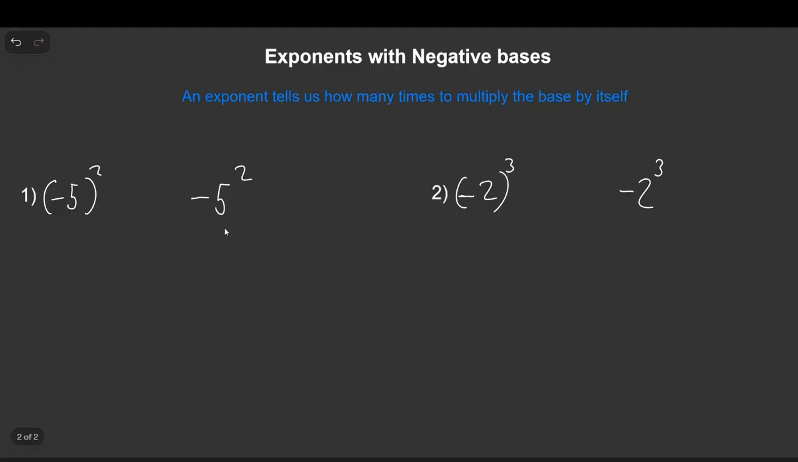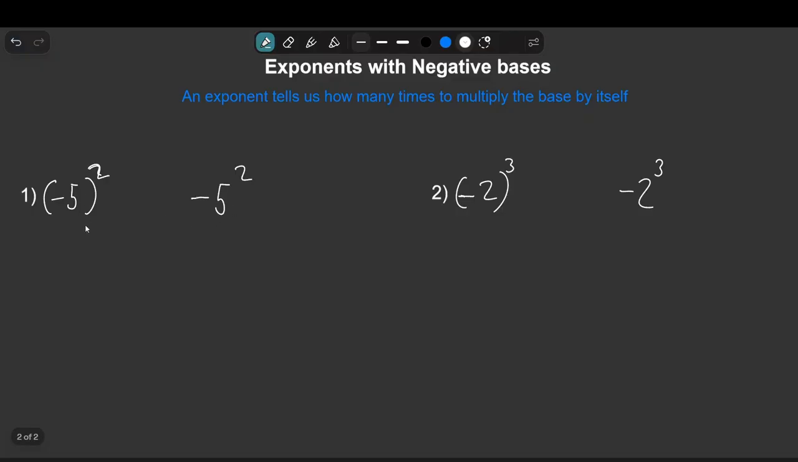We know that the exponent tells us we have to multiply the base by itself 2 times. As you can see, we have to multiply it 2 times. So I'm going to write this out for you guys. We multiply our base 2 times by itself, so minus 5 times minus 5.